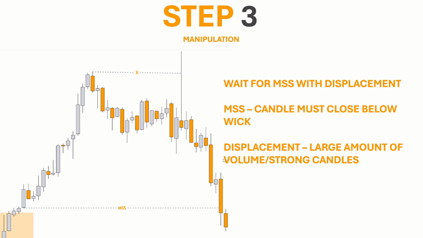So for the market structure shift to be valid, we need the candle, the body of the candle, to break below a significant low on the market. Now, I've marked out a significant low here. Some people may say this is the significant low. Some people may say this. Whatever you say, each candle has broken each significant low. So this candle, the body of the candle closes below this wick of this candle and this candle. And this body of the candle closes below this candle. So this is a valid market structure shift.